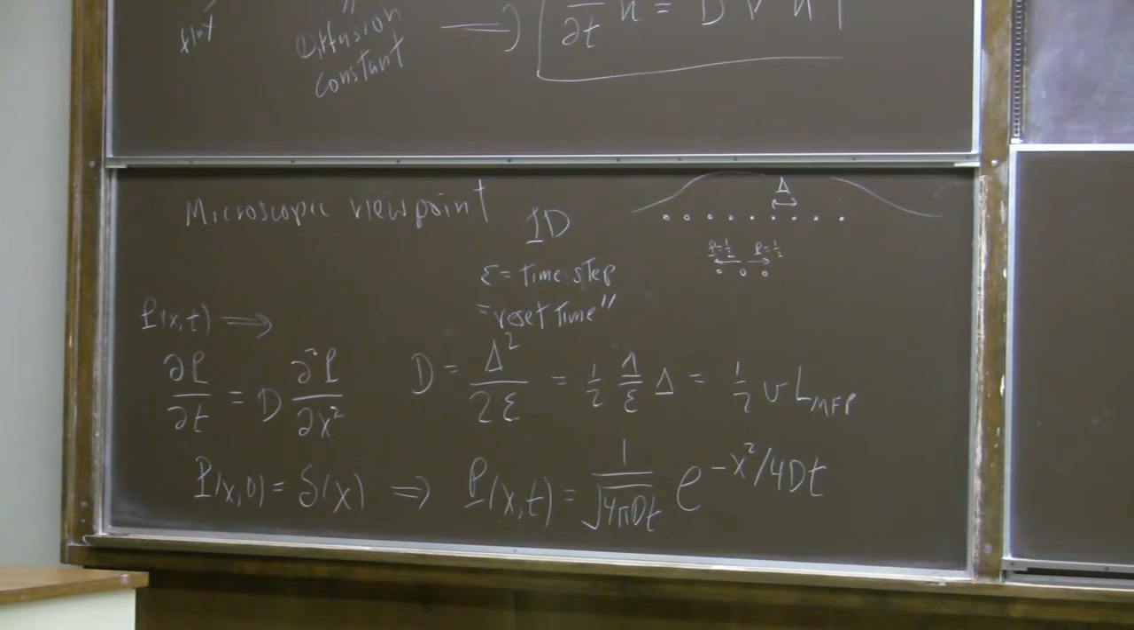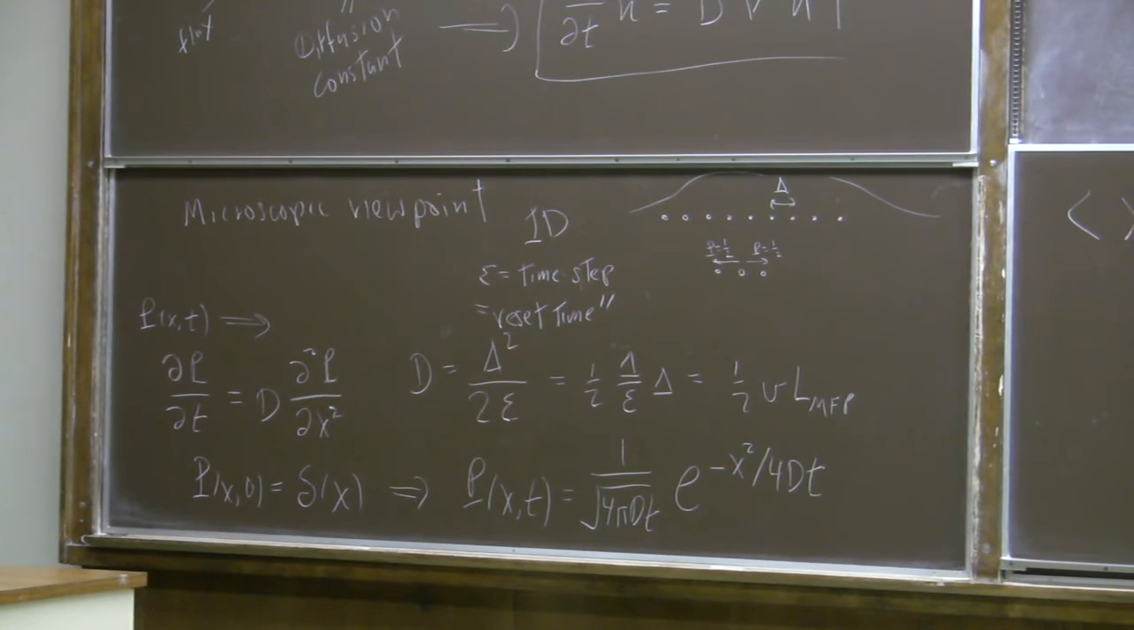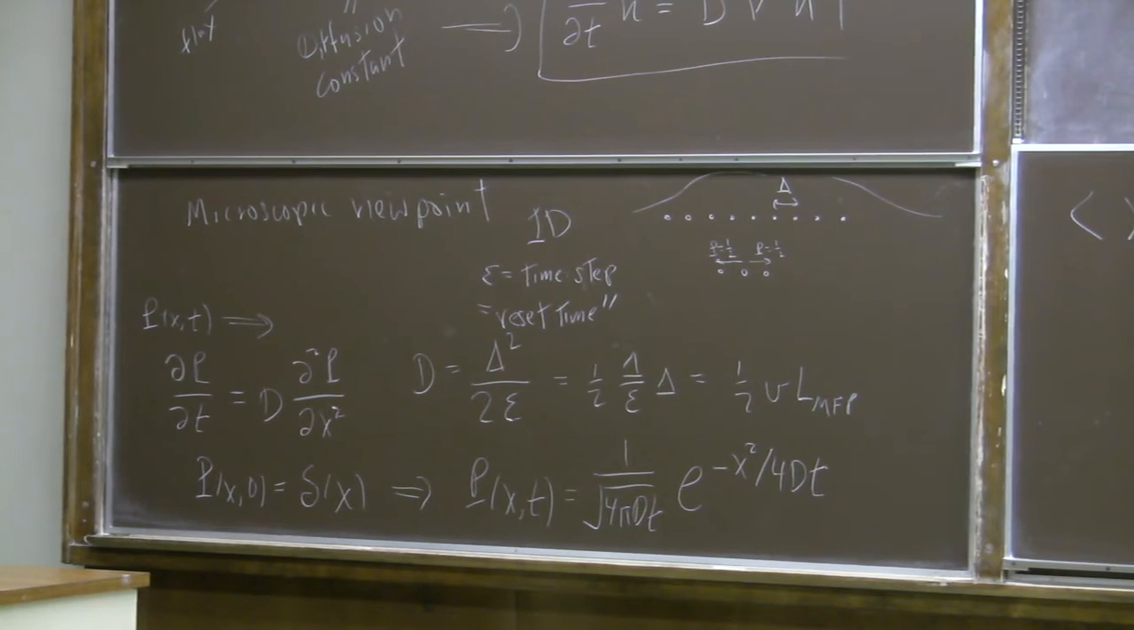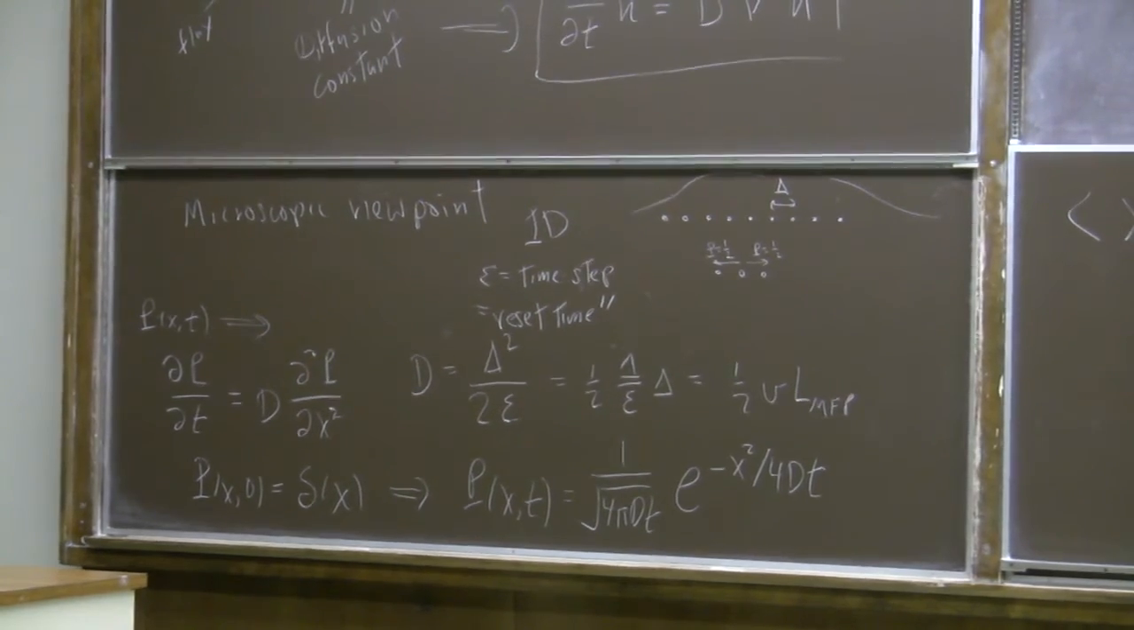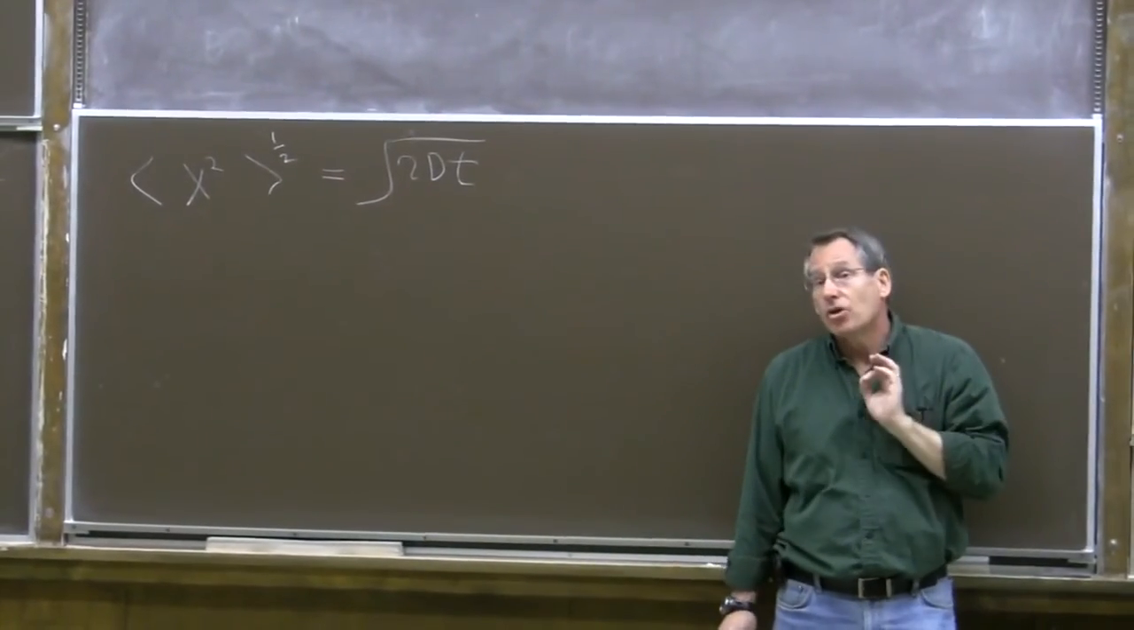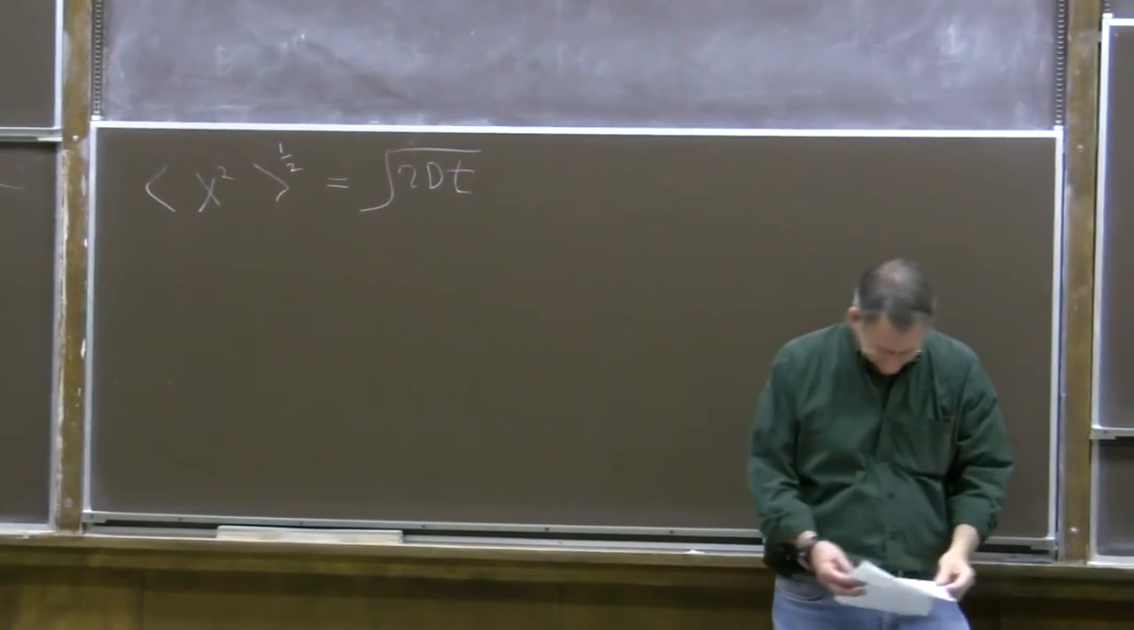We look at the root mean squared distance that the particle travels in the time t. It grows like the square root of the time, with the diffusion constant soaking up the dimensions, turning the square root of time into a distance. That's characteristic of diffusive motion, that the distance traveled goes like the square root of the time.